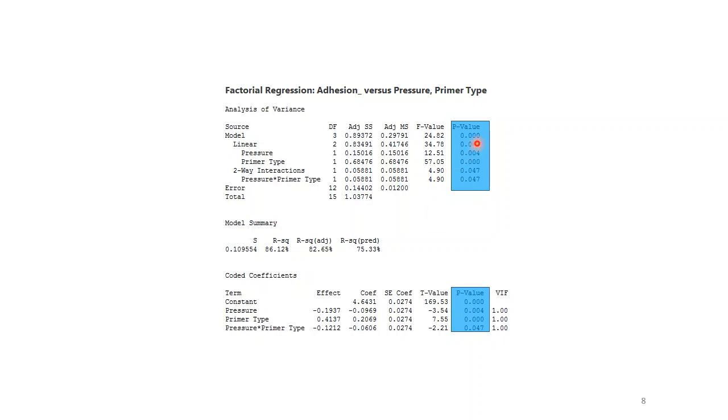Here's the ANOVA table for the full model. In the ANOVA chapter, we learned how to examine the p-value in the ANOVA table to determine whether a factor is statistically significant. Similarly, in a designed experiment, we evaluate the p-value to determine whether the effects are significant.